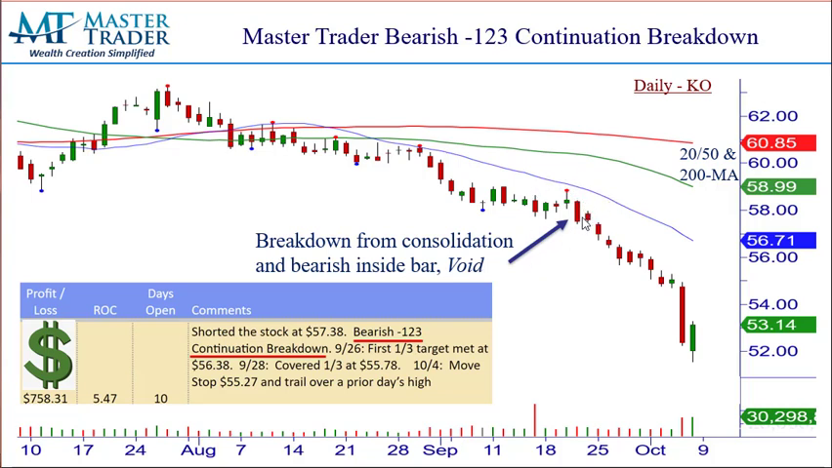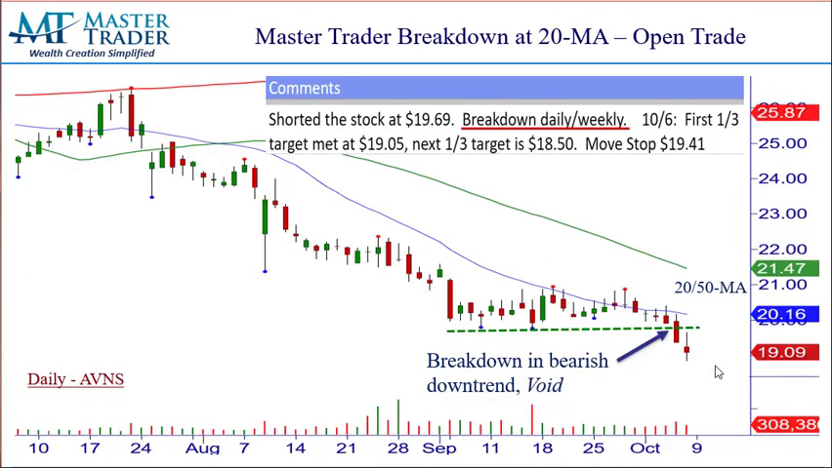Here's my bearish inside bar in the lower third. Price void, look to the left. There's no support over there. So here's my technical setup. Bearish 1, 2, 3 continuation breakdown. And the weekly also had a price void. Nice $750 gain. Very, very easy trade management on this one.